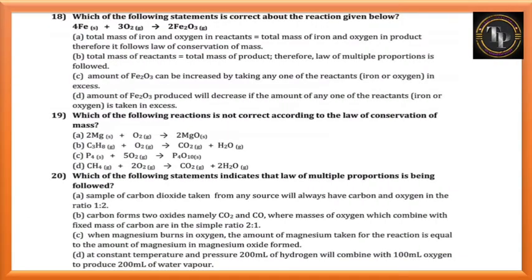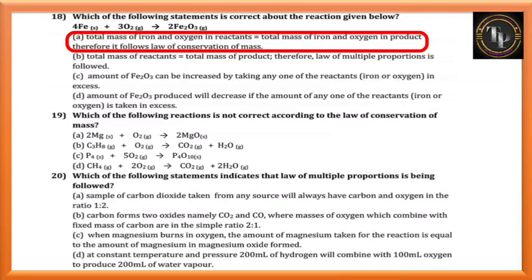Which of the following statements is correct about the reaction given below? Iron plus O2 gives Fe2O3. So they are asking, total mass of iron and oxygen in reactant is equal to total mass of iron and oxygen in the product. This is not possible, guys. Therefore, it follows law of conservation of mass. This is not possible in the given reaction because you see iron is in solid state, oxygen is in gas state, and the product is in gas state. The masses will never be equal. Some of the energy is lost in the form of heat and all, so they are never going to be equal. Which of the following reactions is not correct according to law of conservation of mass?